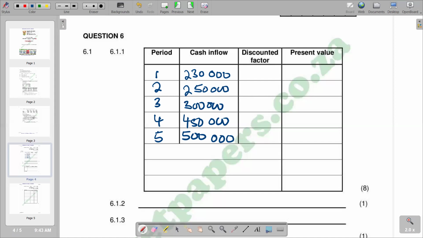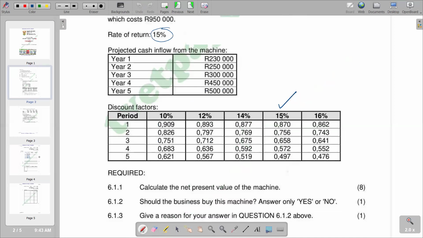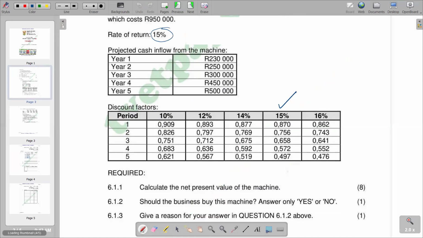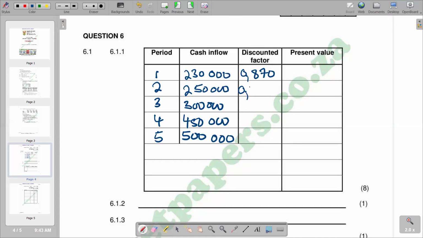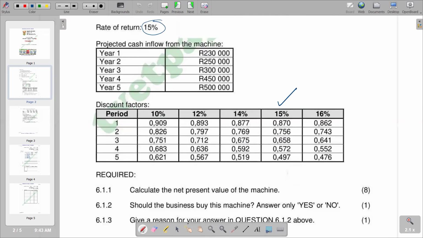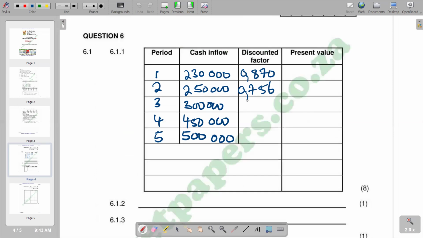Then we also have a discount factor in the second column. So we also take our discounting factors, whereby we put 0.870 in the first column, and then we have 0.756 in the second column, 0.658 for period 3, then 0.572, and then 0.497. So we take note of that.